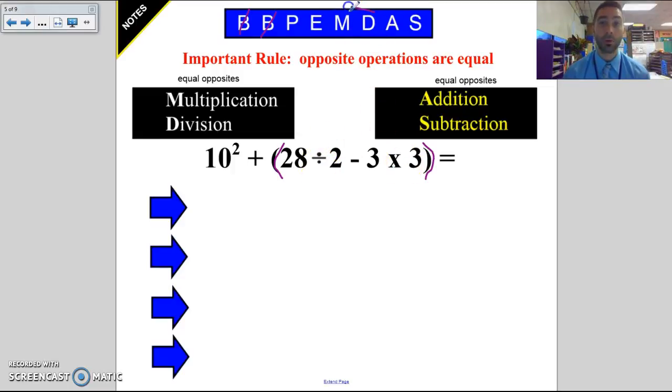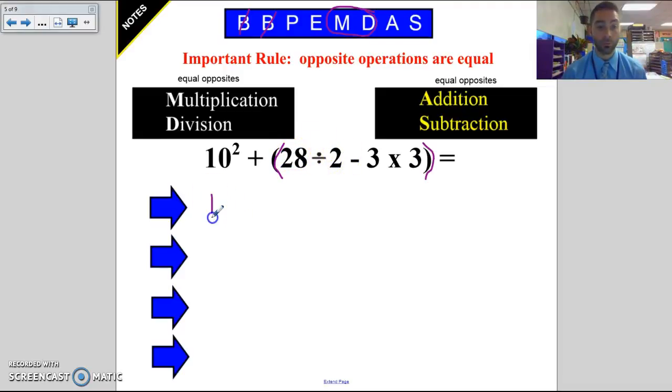Now remember, multiplication and division are equal opposites. They're friends. So it doesn't matter which one comes first. You have to do whichever one comes first. Sounds a little awkward. But the first one that comes is division. So therefore I'm going to do division first before I do my multiplication. So I'm going to do 28 divided by 2, and that's actually 14.